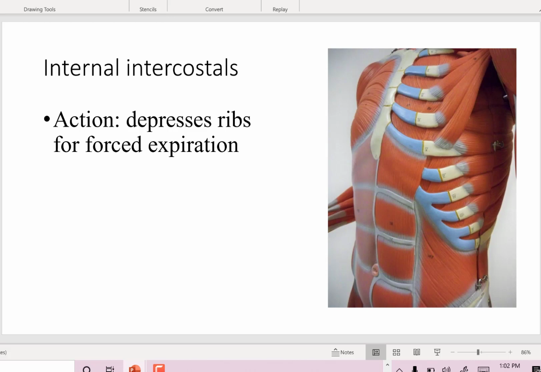Maybe you've been running and you're trying to catch your breath and you're really exhaling very hard. That's when you're using your internal intercostals. Another time you use them is when you're coughing. And perhaps you've actually used them too much if you've been very sick and coughing a lot. You can actually feel those muscles pulling and getting sore. All right, that concludes our short video for muscles of the chest.